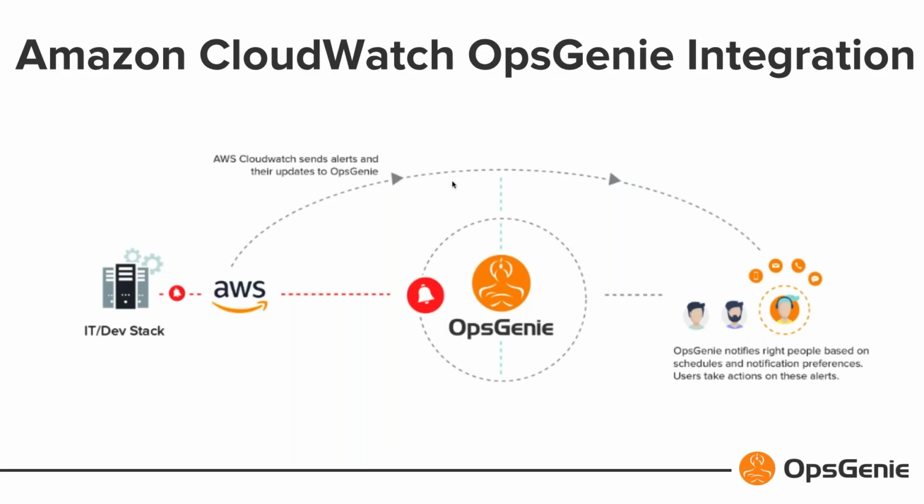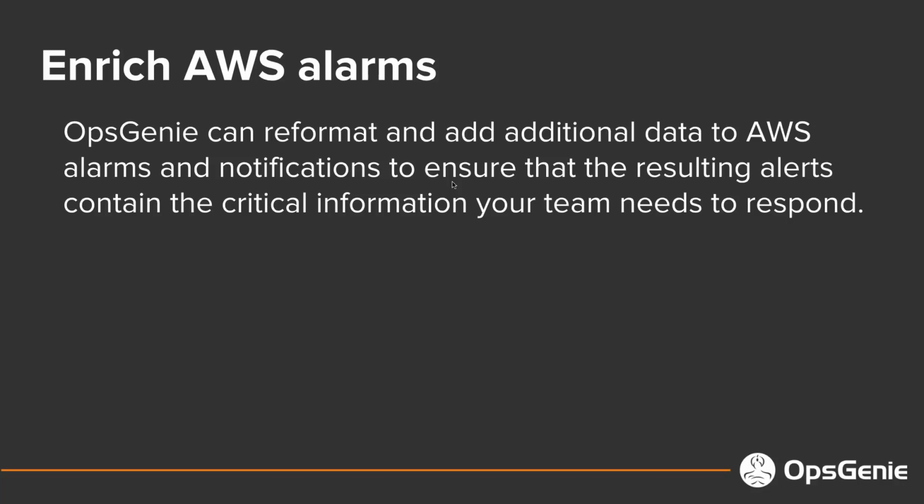And there's really four key benefits that I like to hit on. Enriching the alarms. So we can reformat and add additional data to those alarms that are coming through to ensure that the resulting alerts contain that critical information, which is key. So they have the context up front and they don't have to go searching for it, which, in many tools, you get a cryptic message and you have to do a little investigative work.